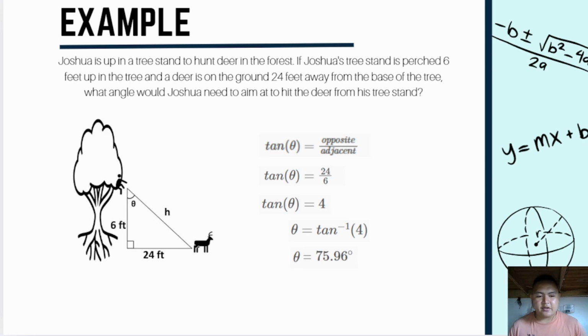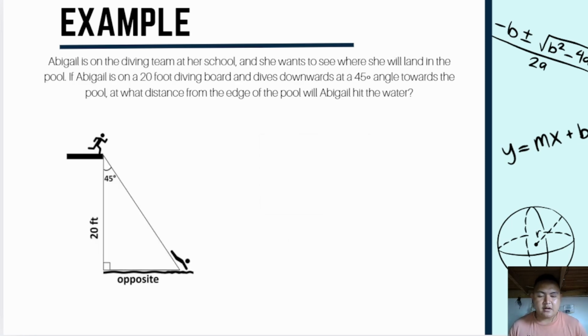So let's have another example. So our next example is Abigail is on a diving team at her school and she wants to see where she will land in the pool. If Abigail is on a 20-foot diving board and dives downwards at a 45-degree angle towards the pool, at what distance from the edge of the pool will Abigail hit the water?